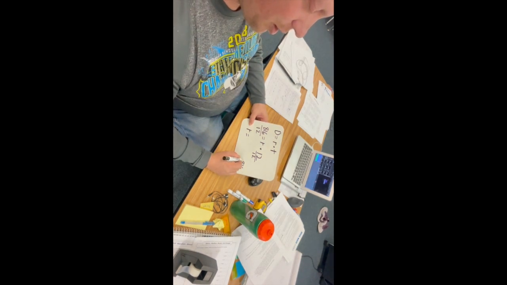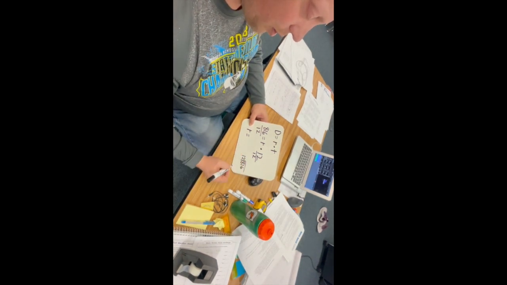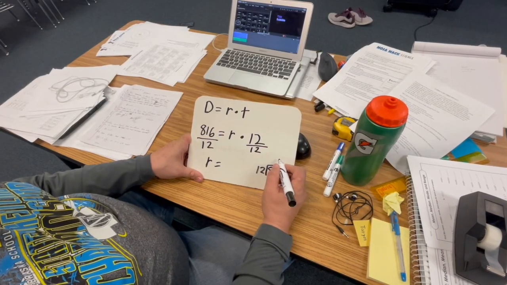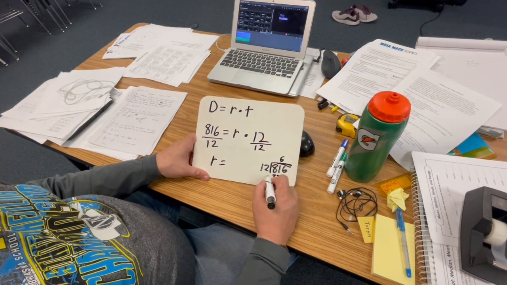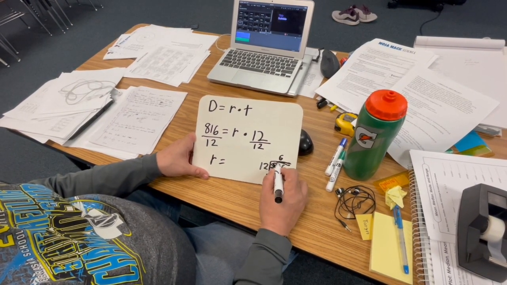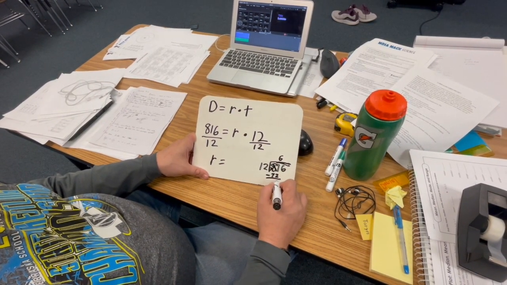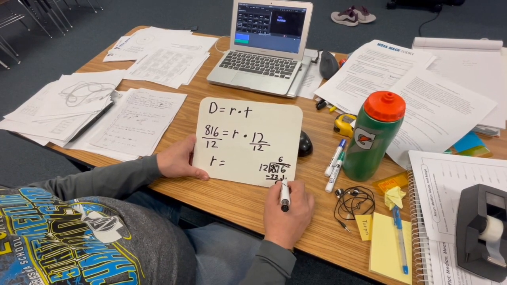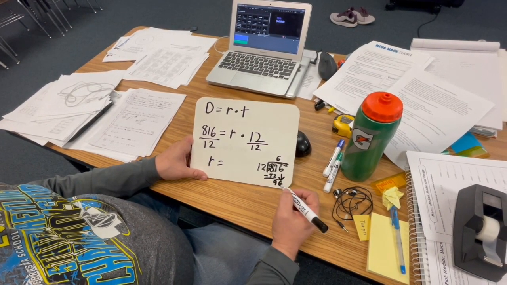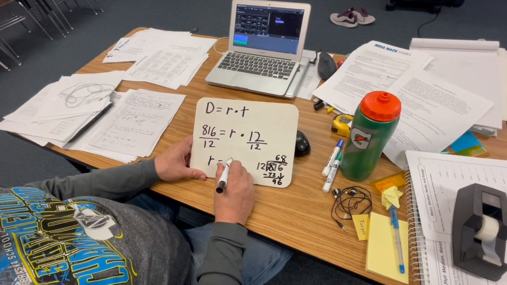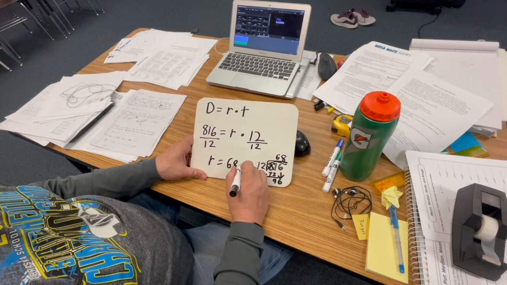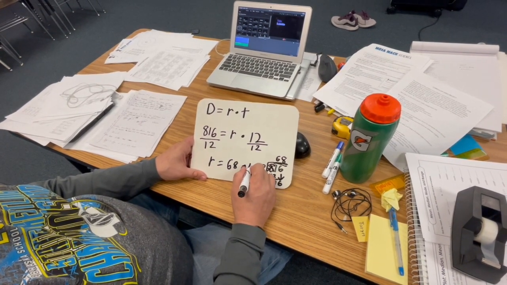So r is going to equal 816 divided by 12. 12 goes into 81 6 times, which leaves us with 9. And 12 goes into 96 8 times, which is 96. So we were driving 68 miles per hour.